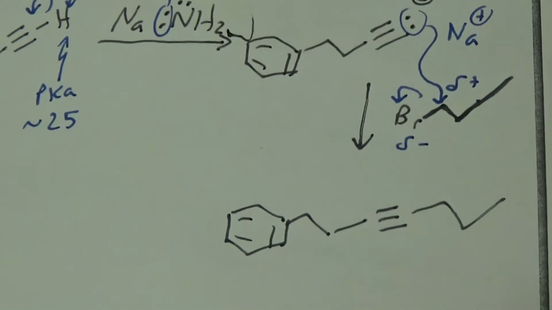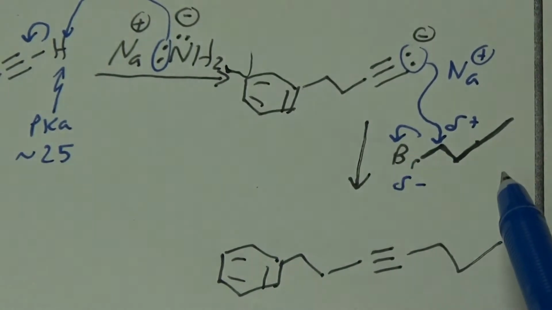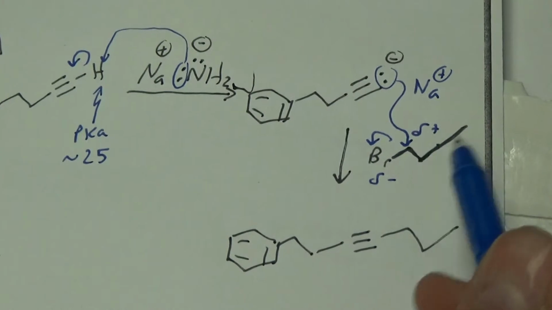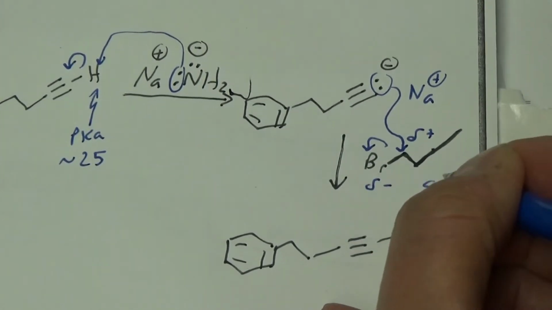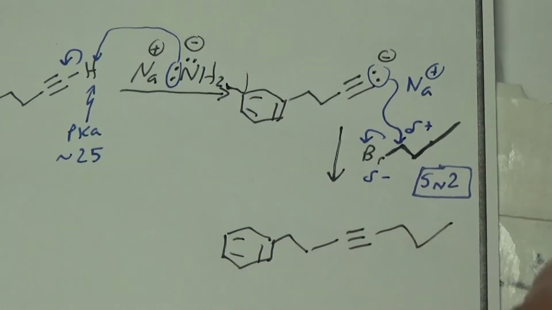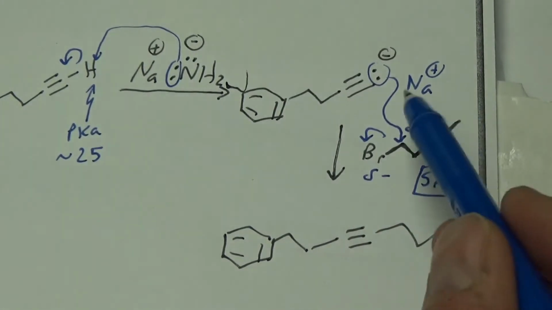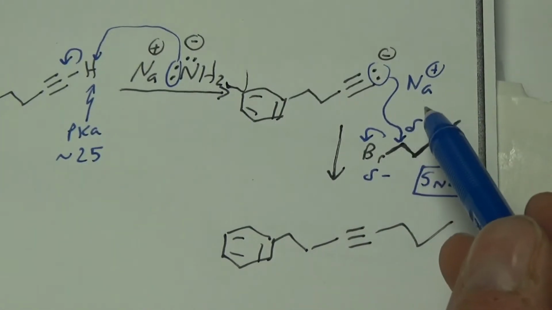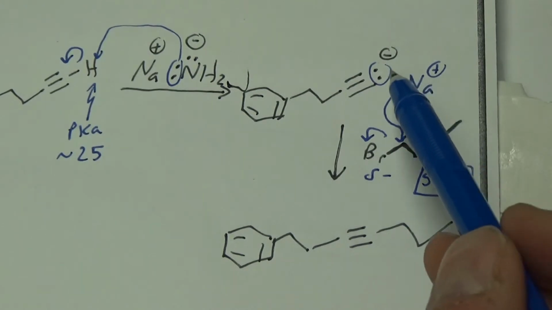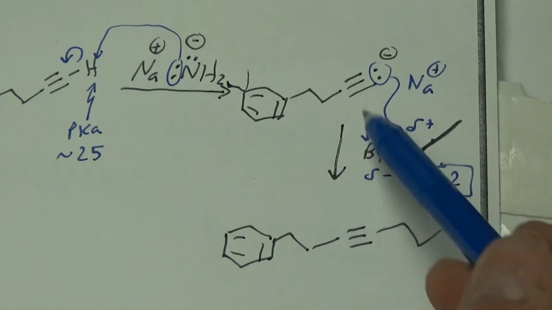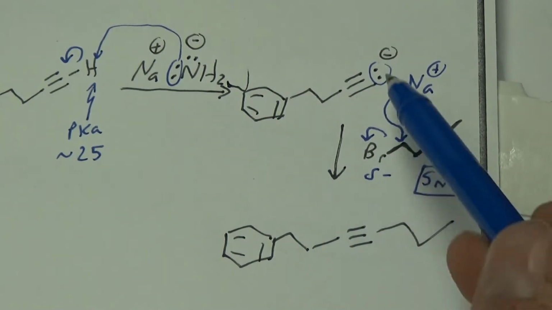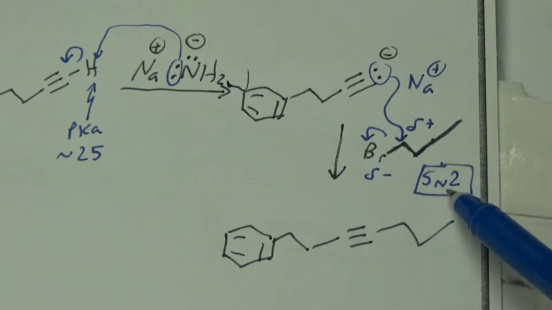Alright, so what's the mechanism of that? There's a name for this, 3 letters. What is it? Something something 2? This is an SN2 reaction, which is bimolecular nucleophilic substitution. Meaning, if I increase this or I increase this, the rate increases. Both of these are involved in the transition state. It's just a standard SN2 reaction.